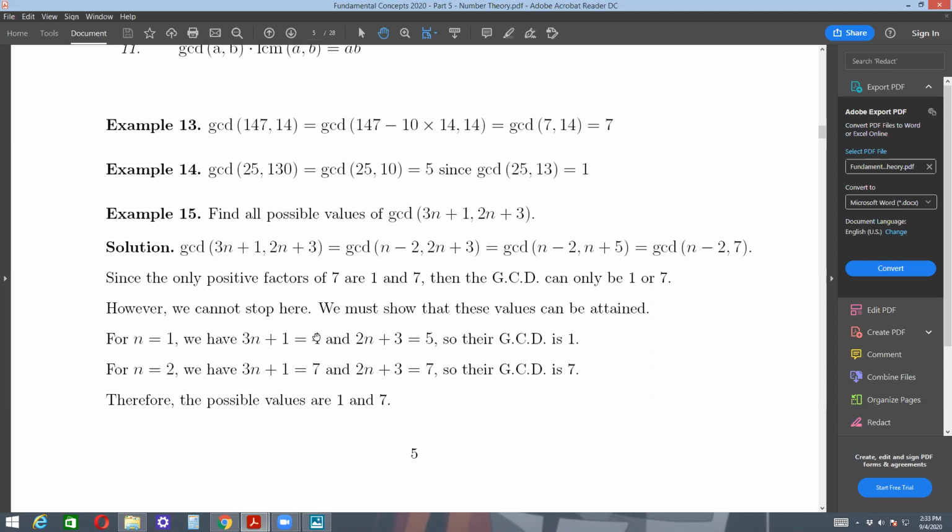All right, so when n is 1, the numbers become 4 and 5, which are relatively prime, so the GCD is 1. When it's 2, you get the same number, 7. So automatically the GCD of 7 works. Therefore, these are the possible values.